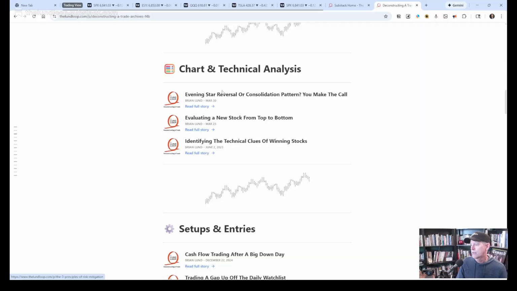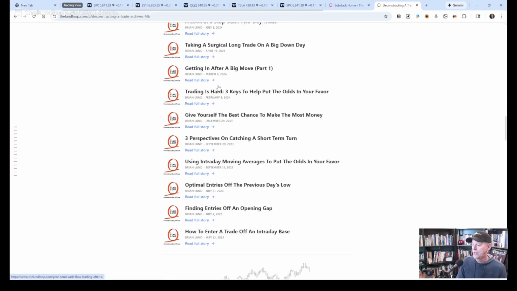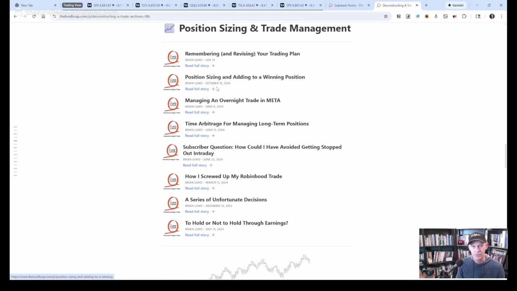Then you go to the setups and entries section. This is where I talk in specifics about the concepts of getting into stocks. Anyone can put up a chart and say this looks great, but it's getting in. That's where the rubber meets the road. And I talk in detail about how to do so in the most risk-averse way. Then you look at the position sizing and trade management videos, right?